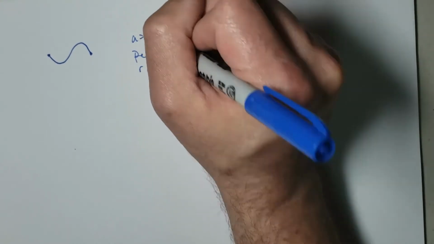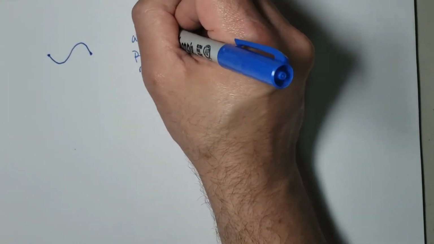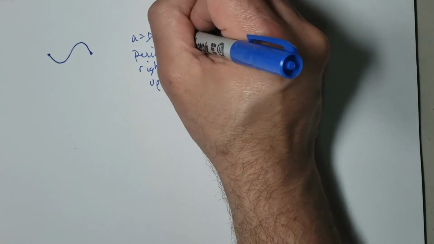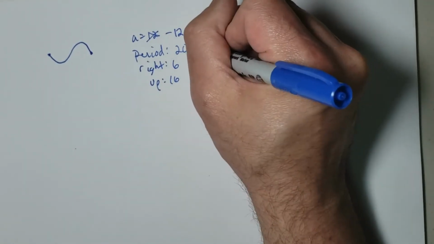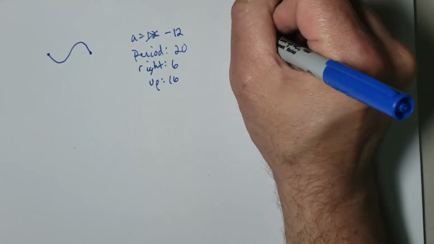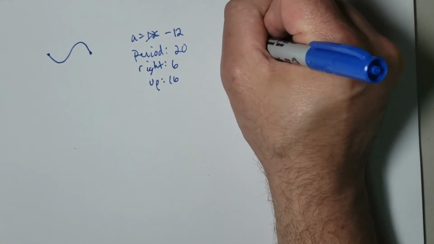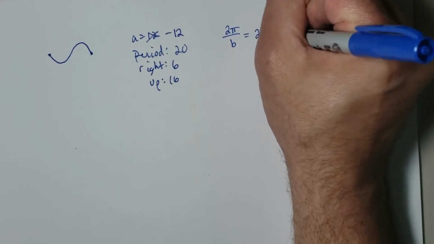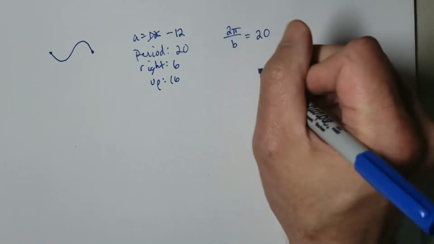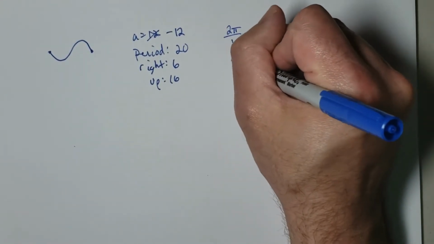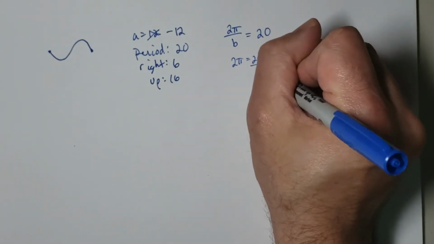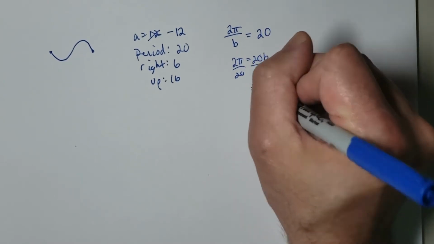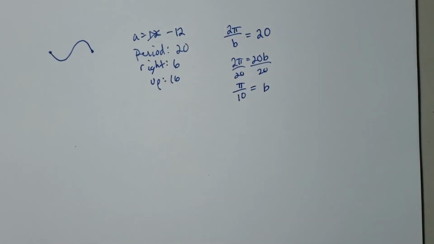One thing I want to point out here is notice that here the amplitude is 12 and A is 12. In fact, A is actually -12 because it starts going down. But the period is 20. B is not 20. You need to solve for B. We know that 2 pi over B is equal to the period. And then you need to use this to solve for B. So I'm going to multiply both sides by B, divide by 20. And I'm going to reduce that fraction because you have to reduce all your fractions to get B equals pi over 10.